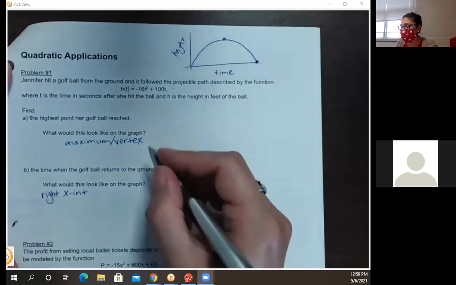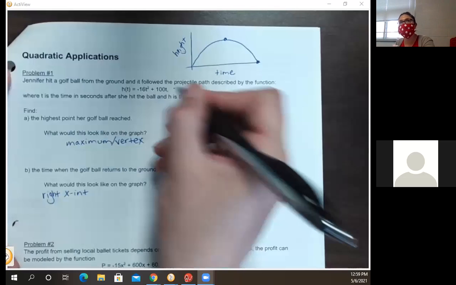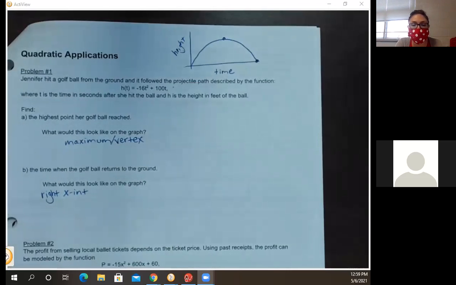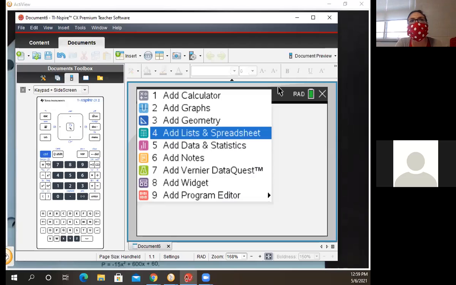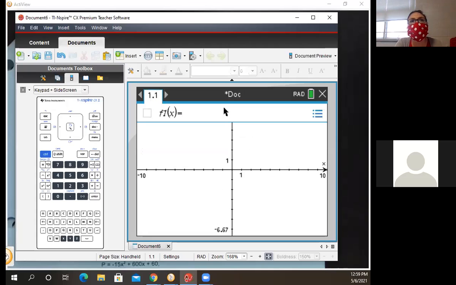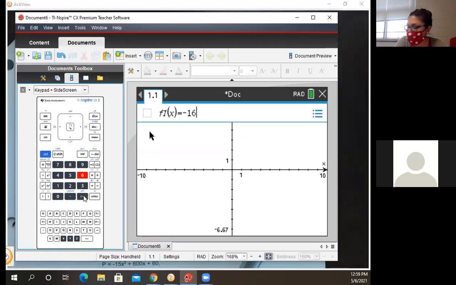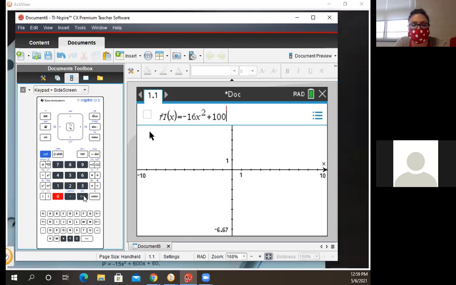So now that we know what we're looking for, let's go ahead and graph our function on our calculators and find those key features. So let me pull up my calculator here. I'm going to add a graph page. And then as I type this in, the function on my paper uses t. But remember, our calculator is set up for x when we're graphing. So anywhere I see a t in my function, we want to make sure we put an x. So this would be negative 16x squared plus 100x.